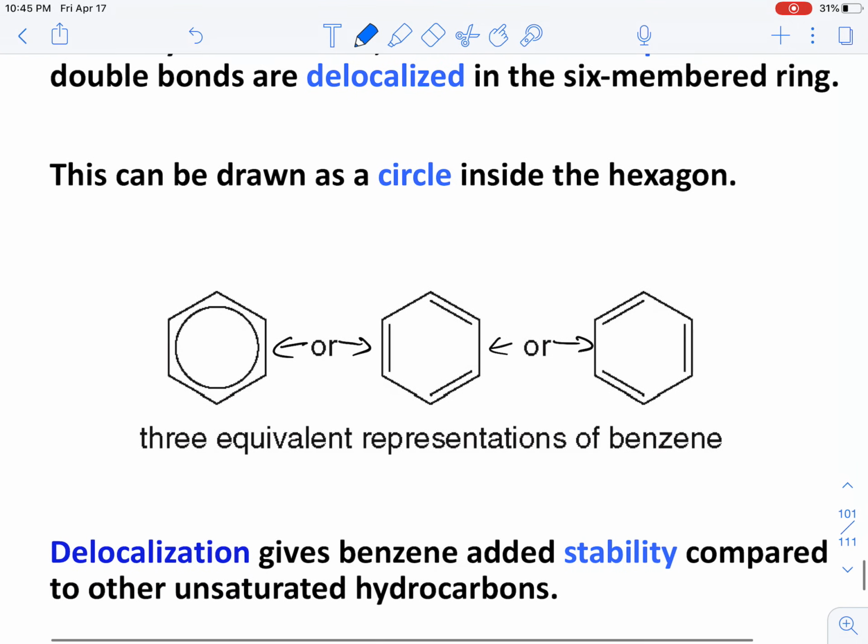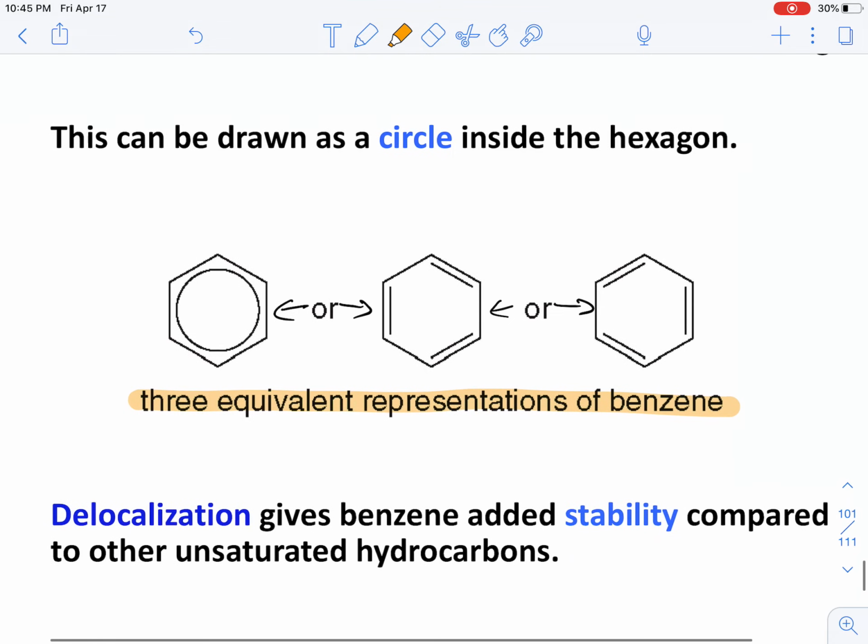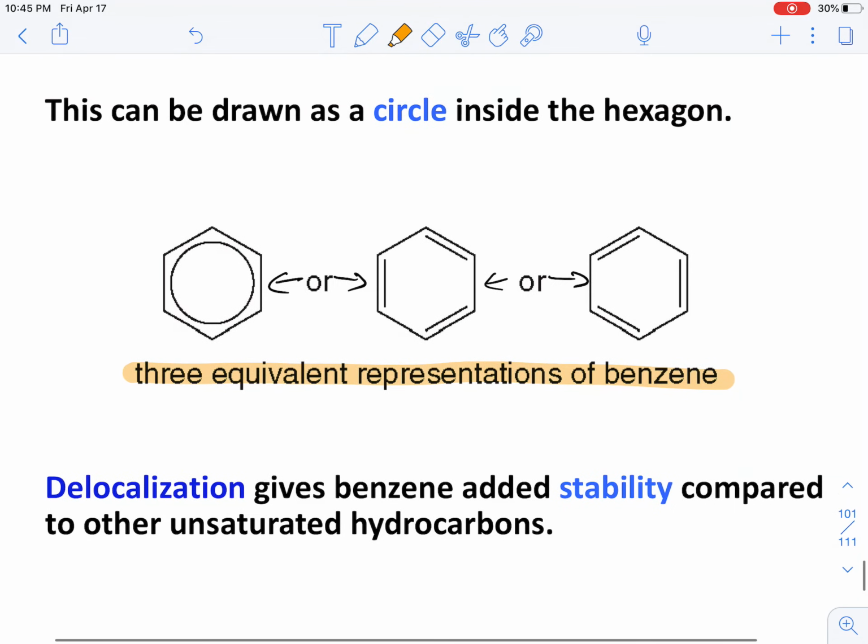And so this slide just demonstrates what I've talked about in the previous slide. The main idea is that all three of these representations of benzene are equivalent. And you guys can use one or the other. It doesn't really matter. Finally, this delocalization of benzene provides added stability compared to unsaturated hydrocarbons, and this is observed when we're talking about chemical reactions such as hydration and hydrogenation.